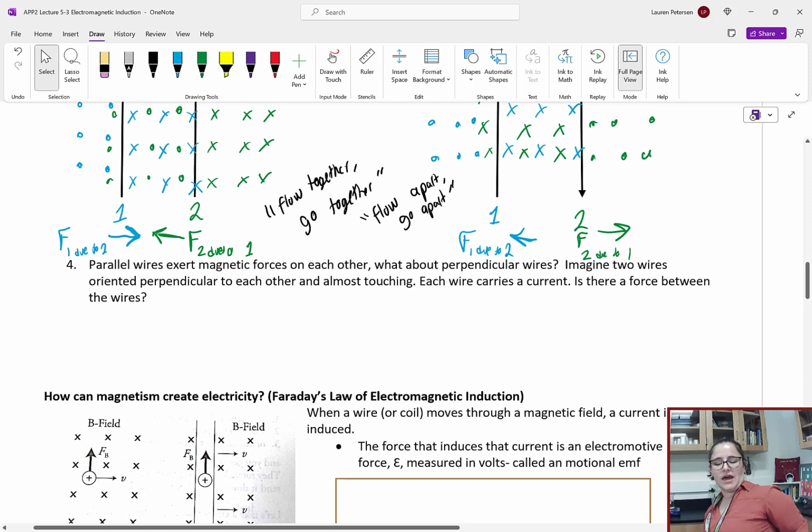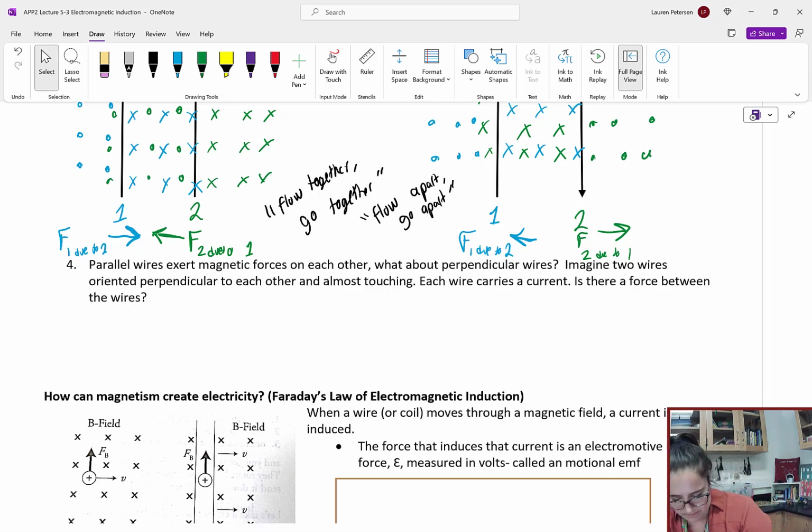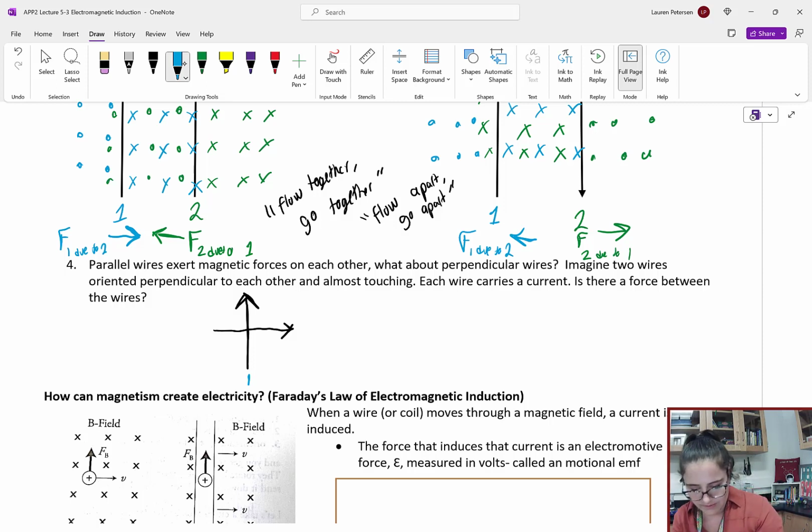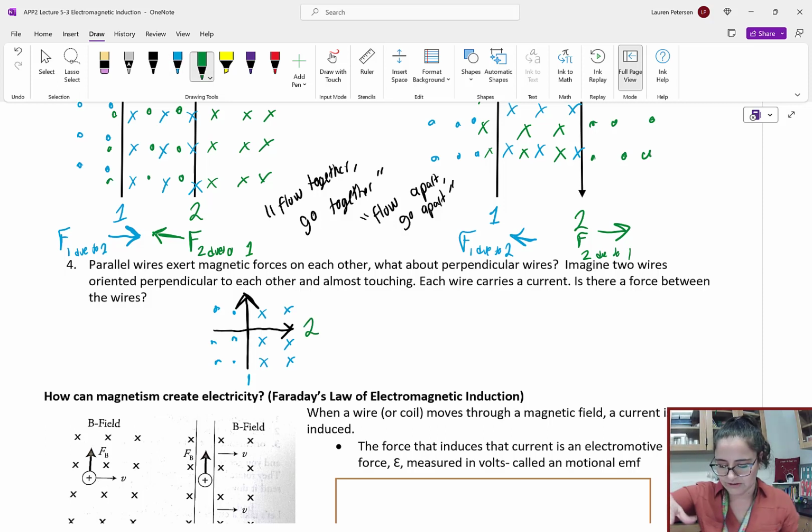But what about perpendicular wires? Parallel wires will exert that force on each other, but what if they were perpendicular? Well, let's go ahead and draw them. So let's focus in on one first. So again, one is going up, so we have into the page on this side of it and out of the page on this side of it. And let's just look at the force on 2 due to being in that field.